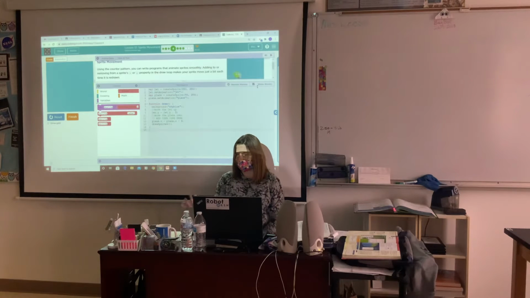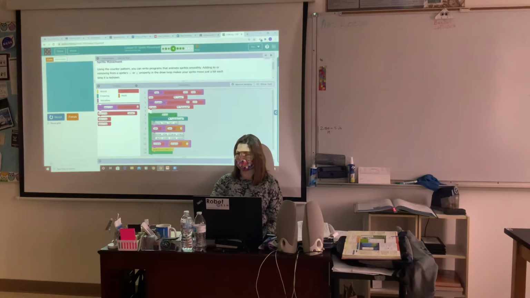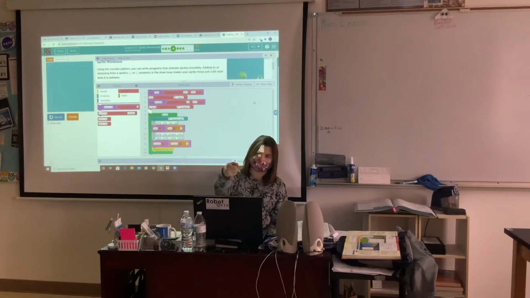So don't be afraid to switch over into the text mode if you just need to make those small changes. Sometimes it works out much quicker than trying to drag all these blocks over. If you're not comfortable working in text mode, you can continue to work in block. There's really no issue working with either.